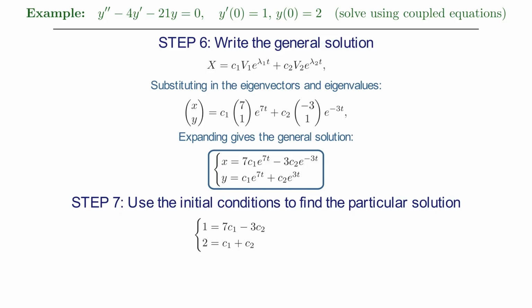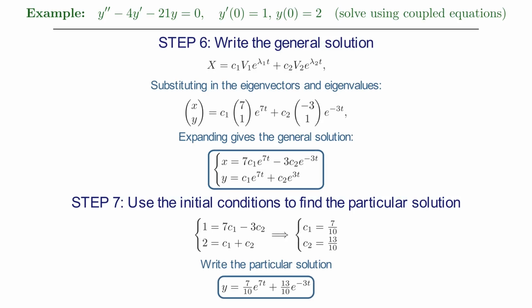So you can use any method that you know to solve these simultaneous equations. You could use substitution, elimination, matrix method, or you could put them into a solver or calculator, and this will give us that c1 is equal to 7 over 10, and we get that c2 is 13 over 10. And this will give us the particular solution, y is equal to 7 over 10 e to the 7t plus 13 over 10 e to the -3t. So we don't need to write the other equation in x, because this is just the derivative of our particular solution.